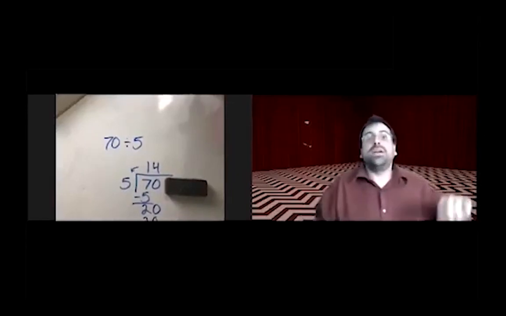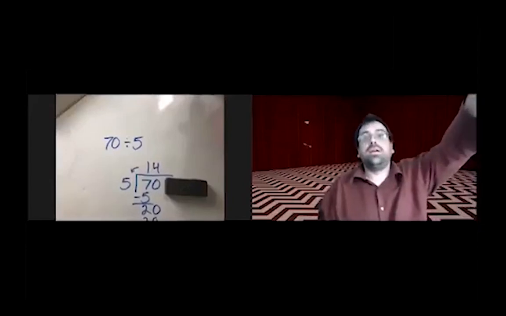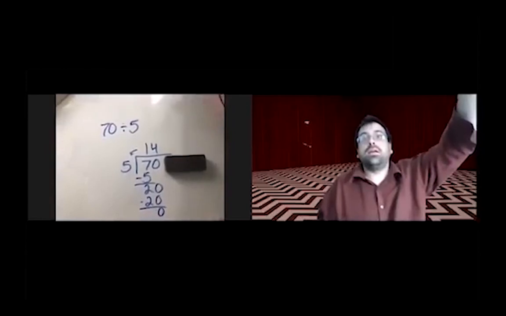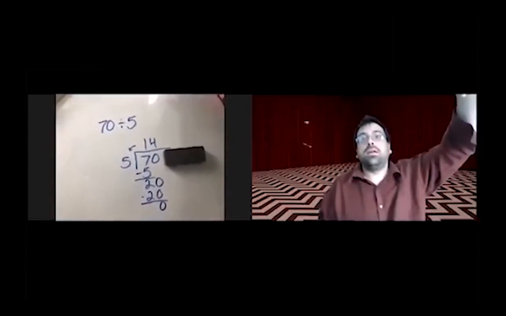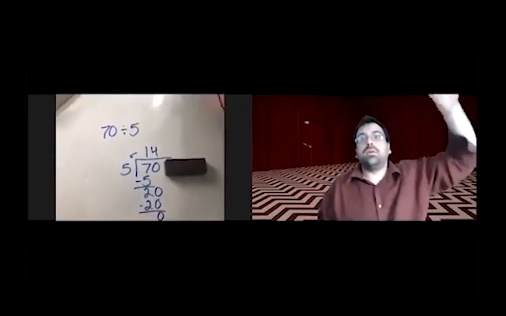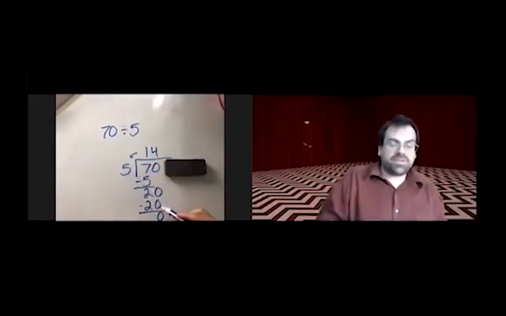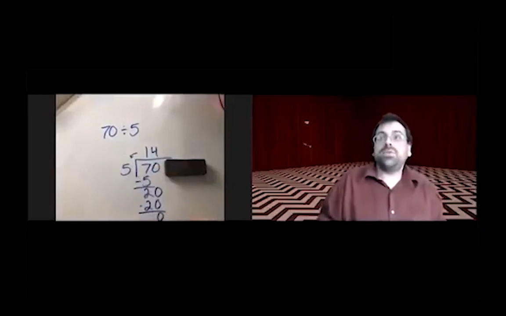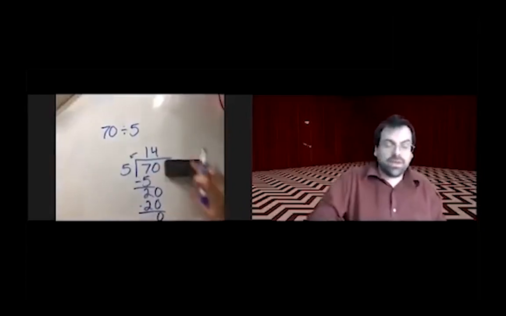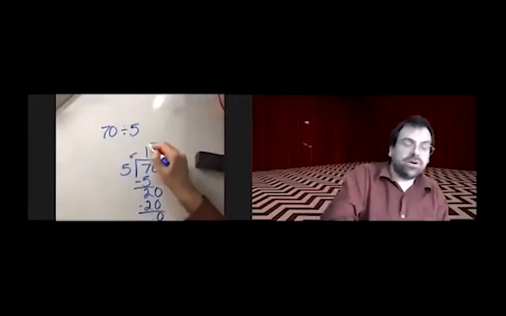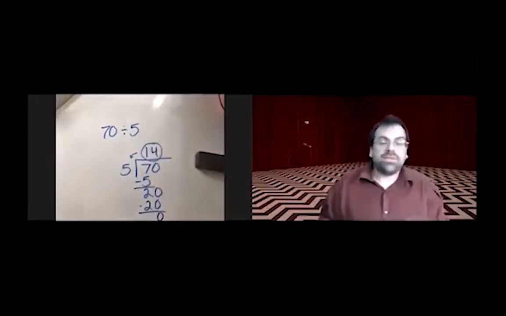The 4 times the 5 is 20. 20 minus 20 is 0. There's no other numbers to bring down. We have nothing left over. So the answer is 14.